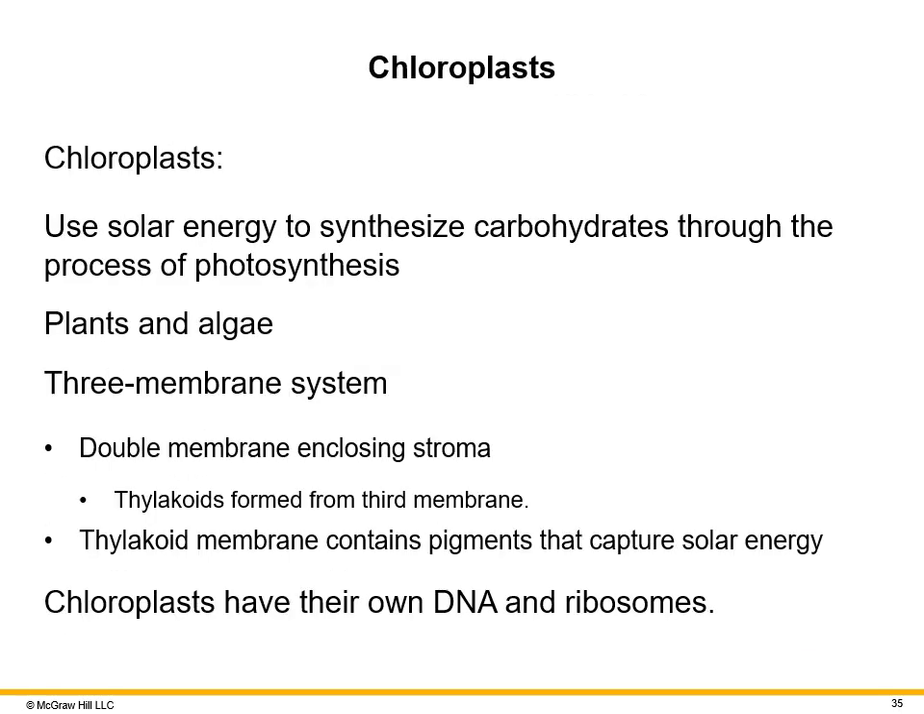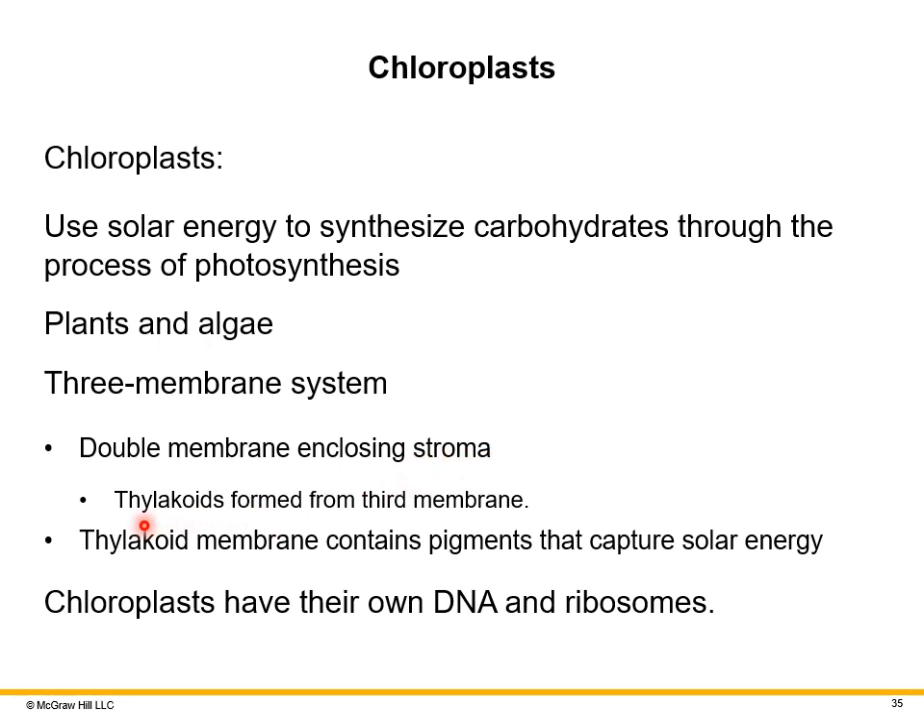Chloroplasts are going to be only found in plant cells and other photosynthetic organisms, which can include protists, and algae are protists. So chloroplasts use the solar energy from the sunlight to synthesize or create carbohydrates, glucose, through the process of photosynthesis. For chloroplasts, they're going to have three membranes. So we have a double membrane enclosing the fluid of the chloroplast called the stroma.